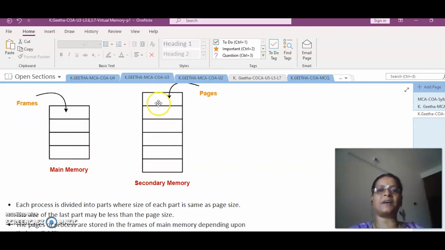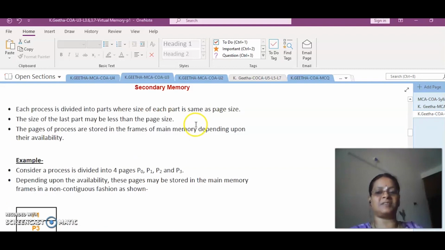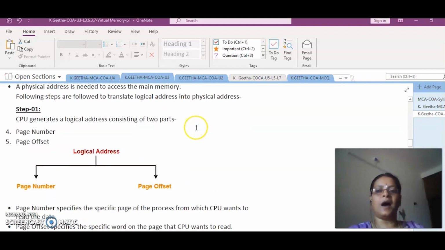Whereas if it comes to secondary memory, again the secondary memory is also going to be partitioned into different units, and each unit in the secondary memory is going to be called a page. So one unit in secondary memory is referred to as a page, and the same unit available in main memory is referred to as a frame. And one important point to be observed is that the frame size and the page size are always going to be equal.